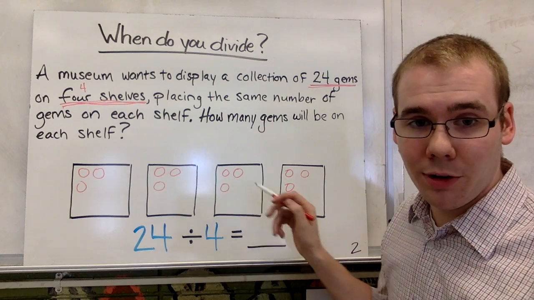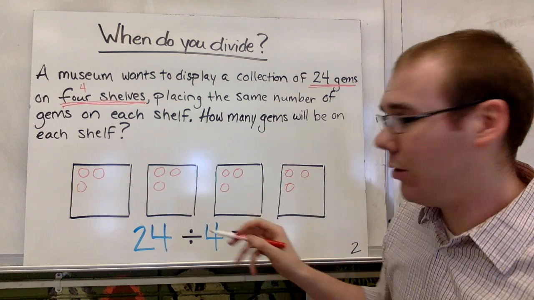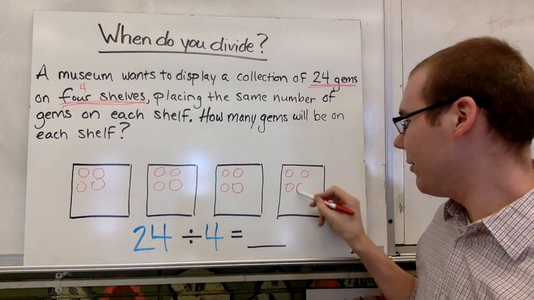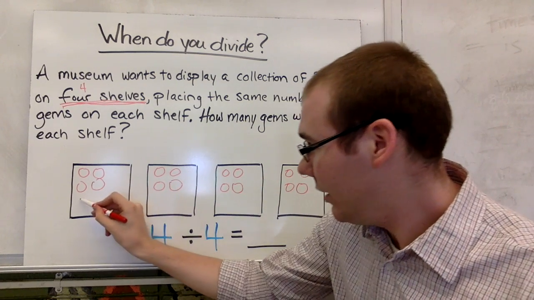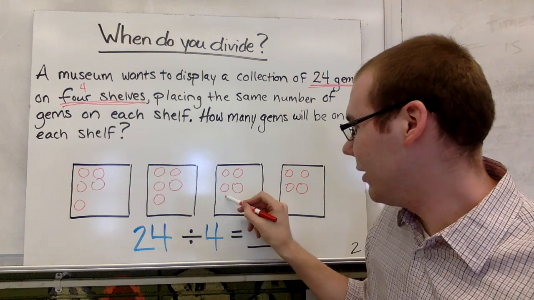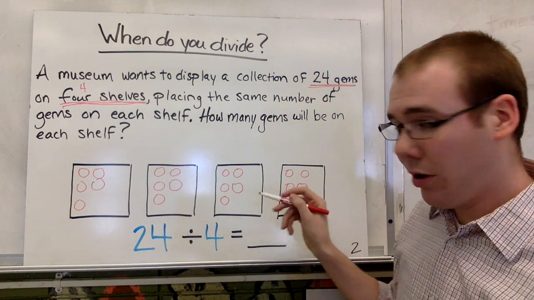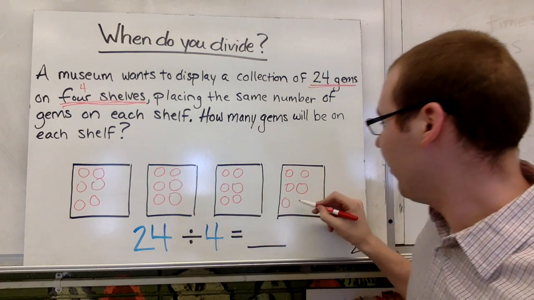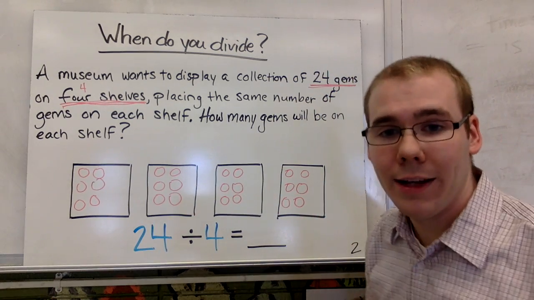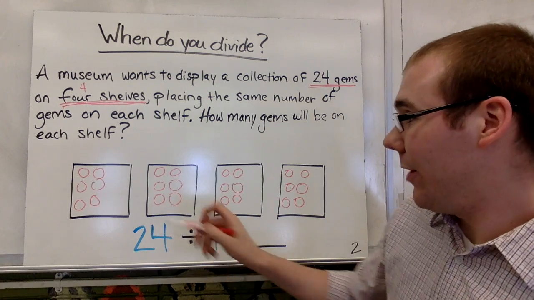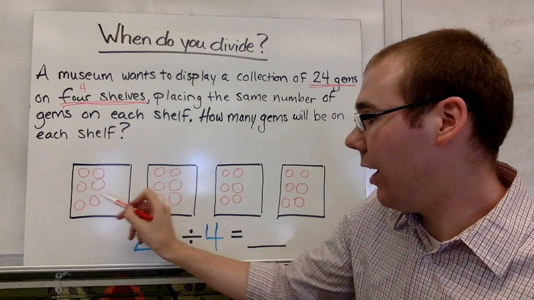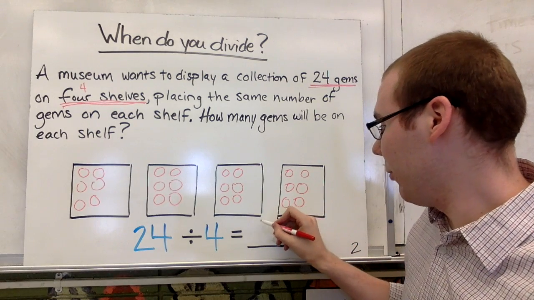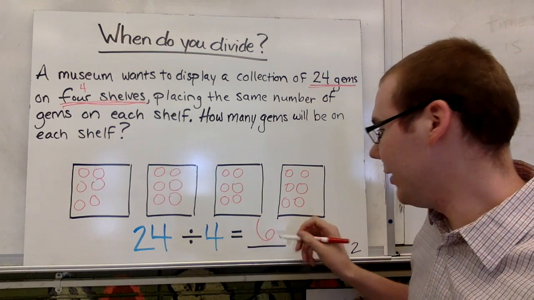All right, I already know with 3 gems on each one, I'm halfway there. I'm at 12, so let's keep going. 13, 14, 15, 16, 17, 18, 19, 20, 21, 22, 23, 24. All right. Counting it out, drawing the pictures, I found out if I put 1, 2, 3, 4, 5, 6 gems on each of these shelves, 24 divided by 4, it's going to give me 6.